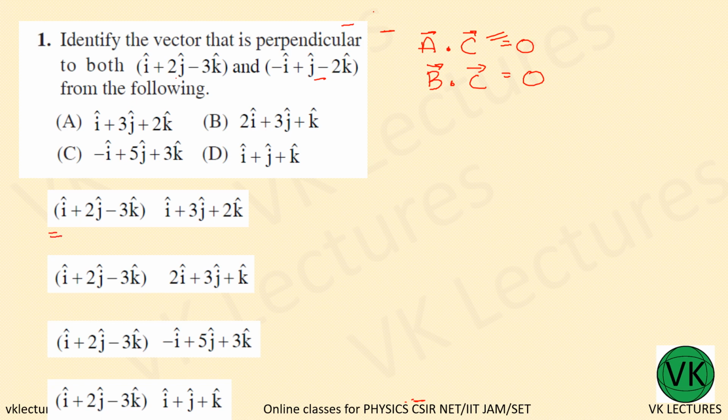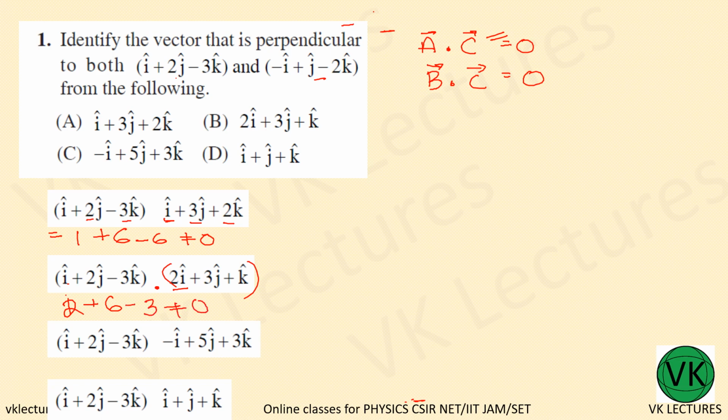Here we can write i times i, that is 1, plus 2j times 3j, that is 6, minus 3 times 2, that is minus 6. Which is not equal to 0, right? Now here again we have i times 2i, that is 2, plus 2 times 3, that is 6, minus 3 times 1 is minus 3, again which is not equal to 0.